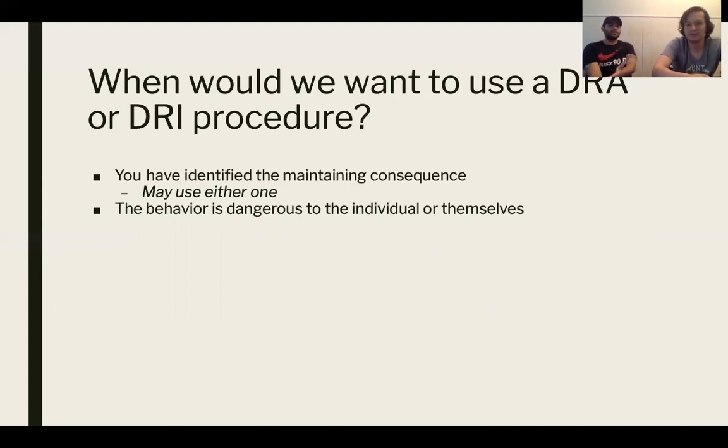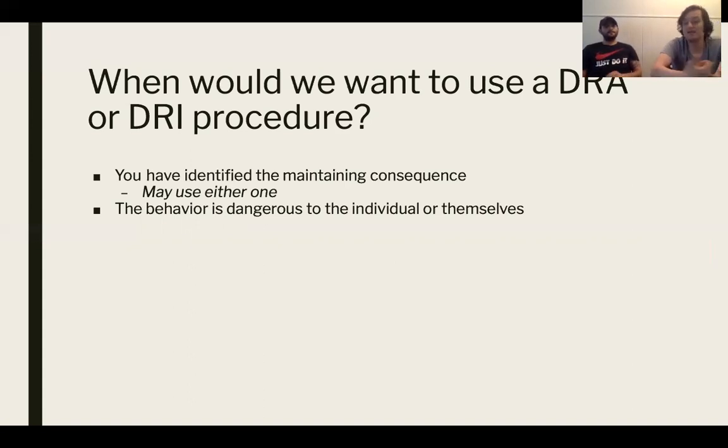Because if you don't know what the maintaining variable is, you don't know what consequences, you don't know what's reinforcing my behavior, it's going to be almost impossible for you to switch to another behavior if you can't deliver that reinforcer, right? Because you have to identify that reinforcer for it to be effective to begin with. Okay, yeah, exactly, that makes sense.